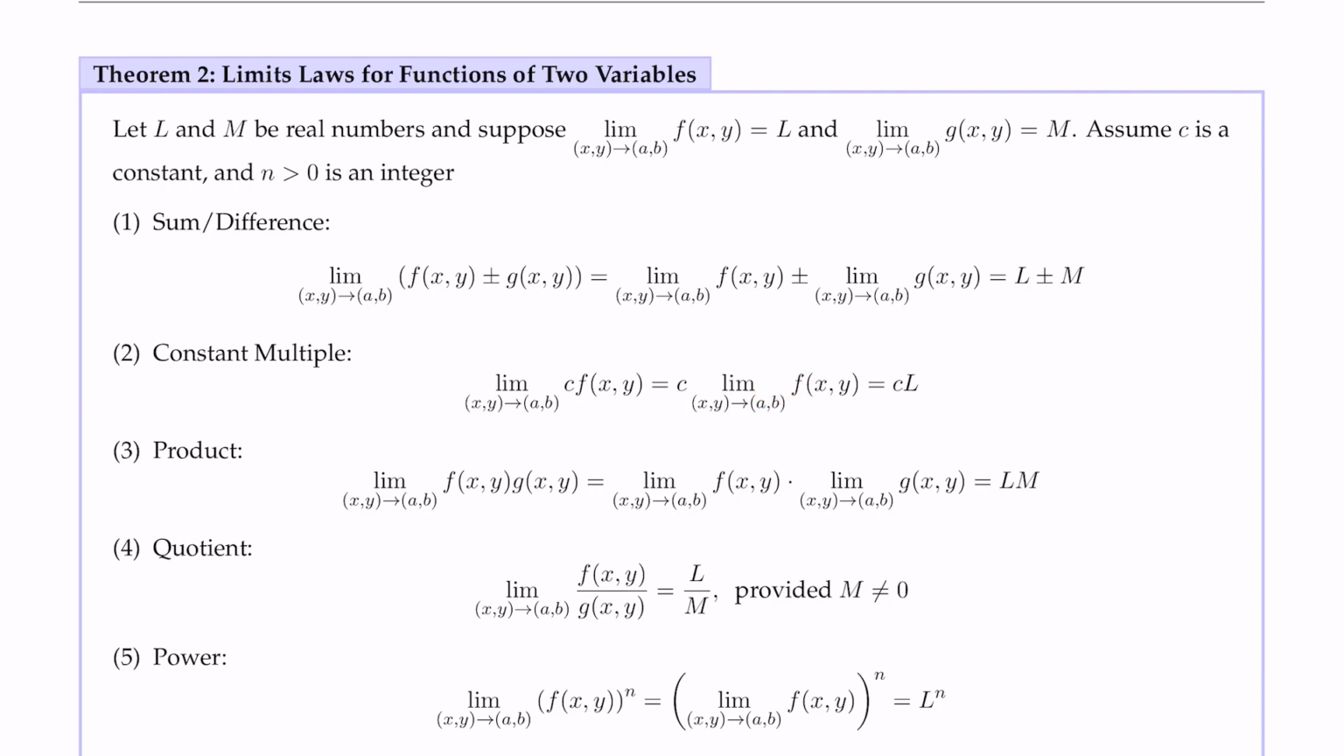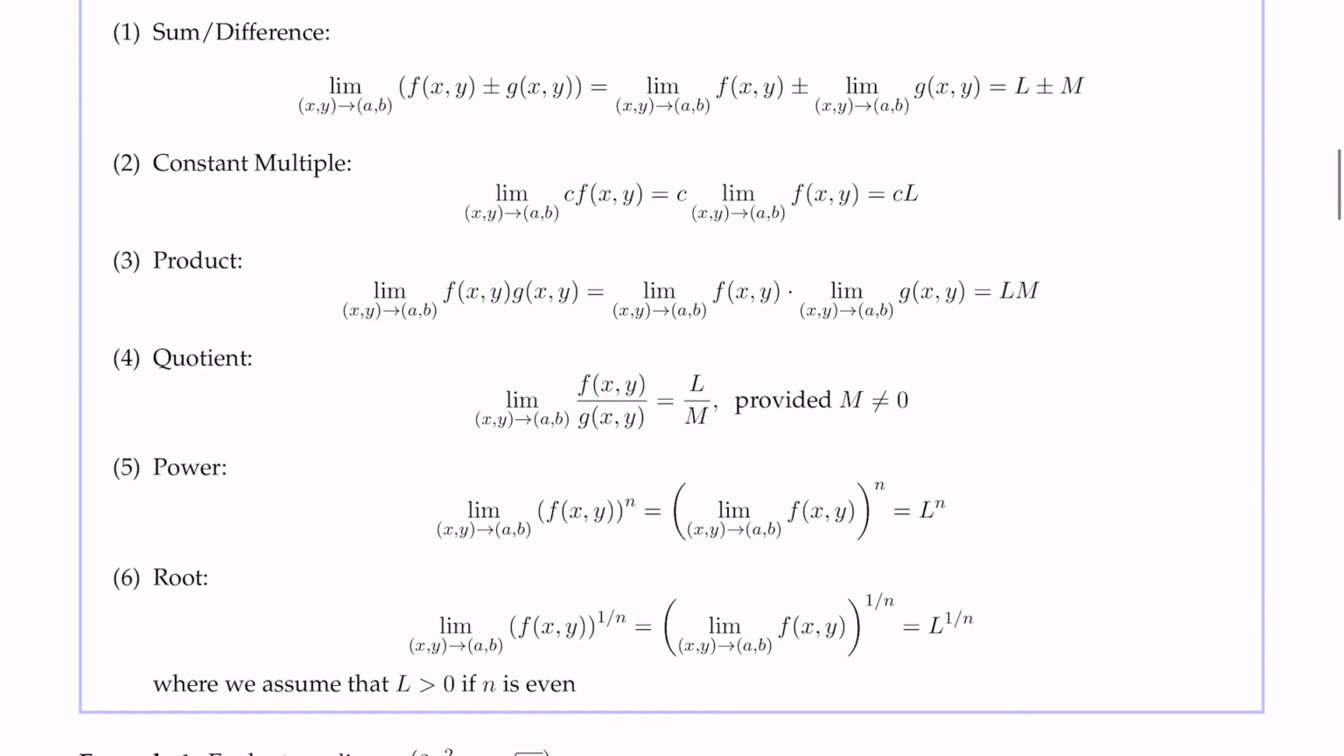For the product law, the limit of a product is the product of limits. For the quotient law, the limit of a quotient is the quotient of limits, and this is equal to L over M, provided that M is different from 0. That is, the limit of the function g(x, y) as (x, y) approaches (a, b) cannot be equal to 0. For the power law, instead of calculating the limit of f(x, y) raised to the power n as (x, y) approaches the point (a, b), you can calculate the limit of the original function first and then raise the resulting value to the n power.